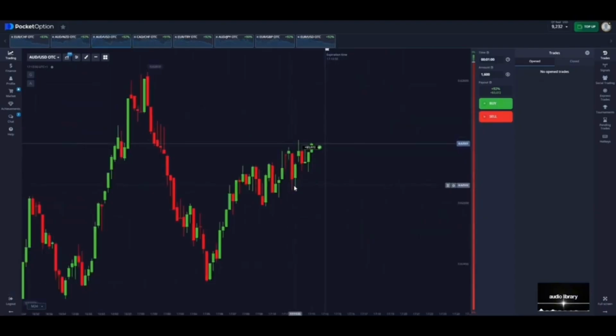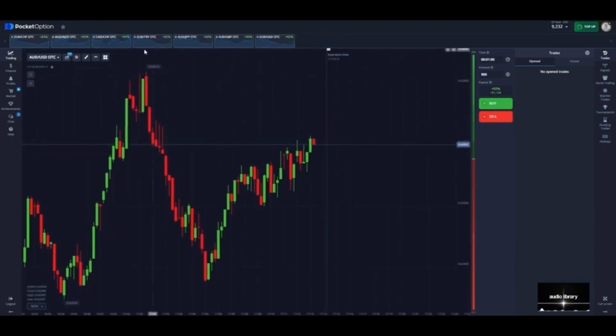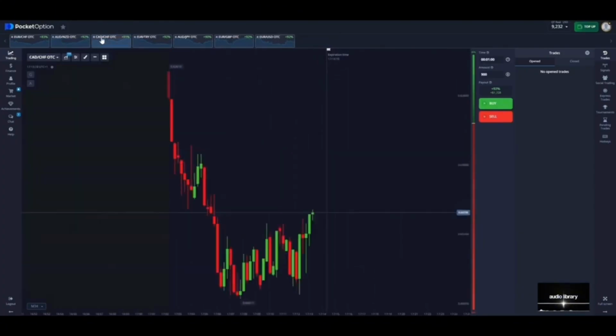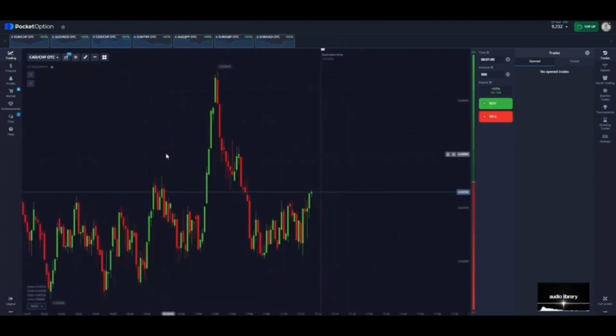$1,472 brings me profit and fully covers my previous loss. My balance is now just over $9,000. Now it's time to reduce the risk, so I'll set the amount for the next trade to $900. So the next currency pair, let's take Canadian dollar to Swiss franc, 91%.